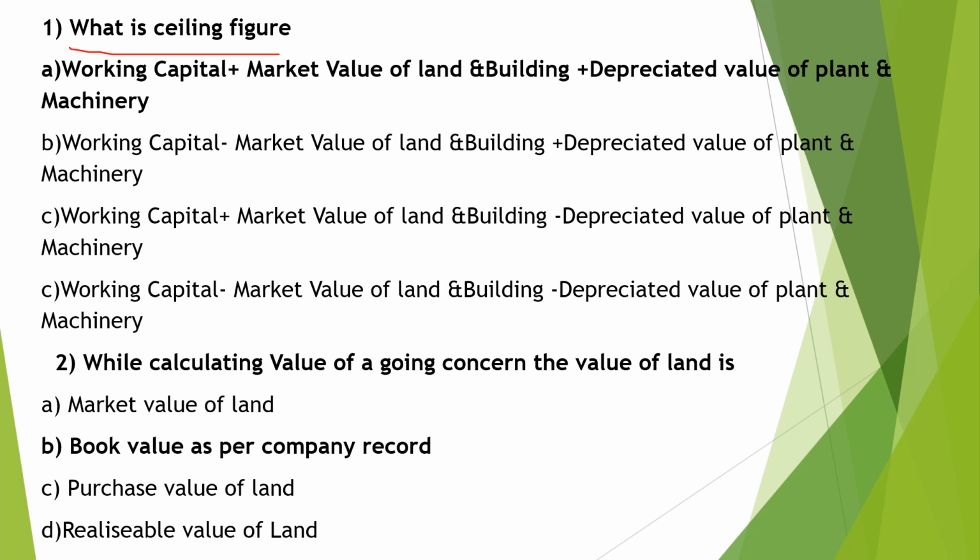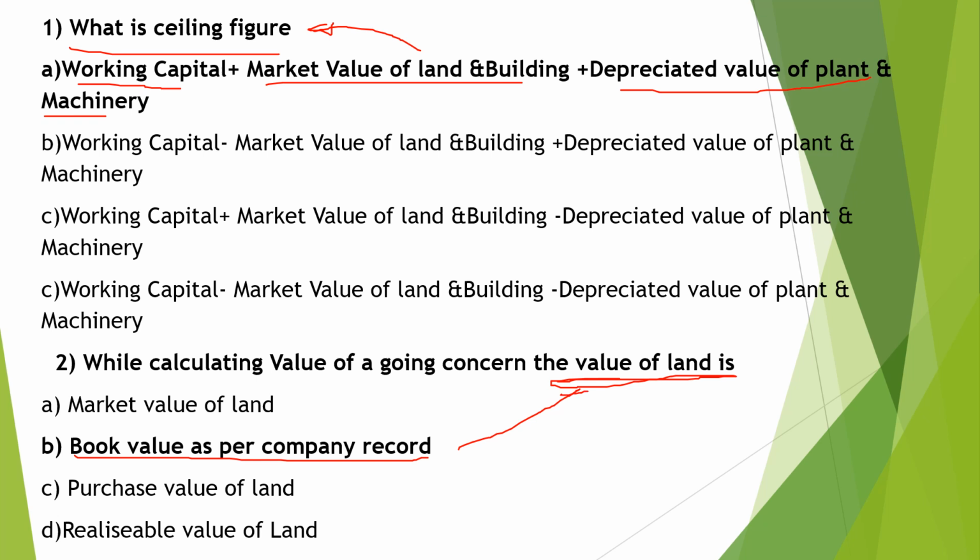What is the ceiling figure? The ceiling figure is working capital plus market value of the land and building plus depreciated value of plant and machinery. This total figure is called the ceiling figure. Next question: while calculating value of going concern, what is the value of the land? The value of the land is the book value as per company record. You have to remember this when you are calculating value of going concern.